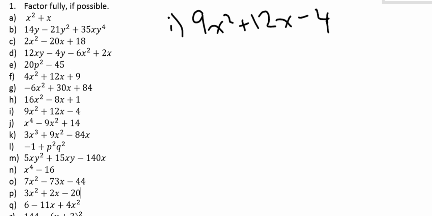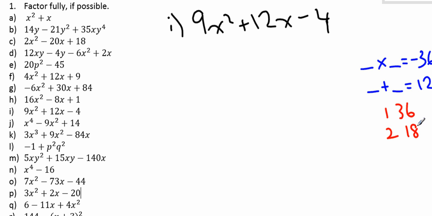So what do I do? Well, I'm going to have to factor by decomposition. So I need two numbers, please, that multiply to 36, 9 times negative 4, and add to 12. 1 and 36, 2 and 18, 3 and 12, 4 and 9, 5 doesn't work, 6 and 6.